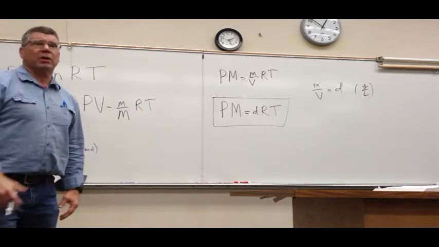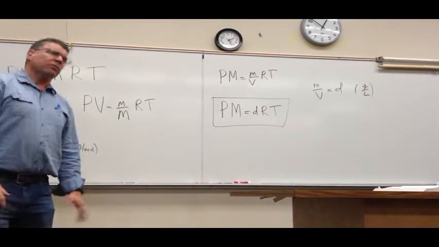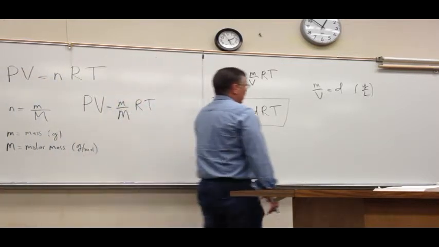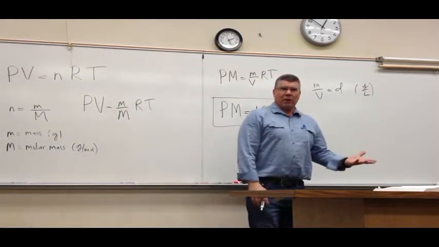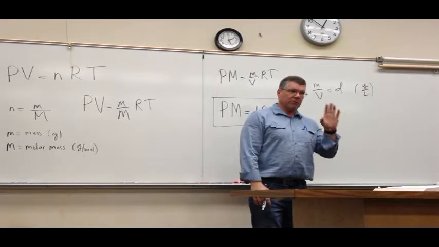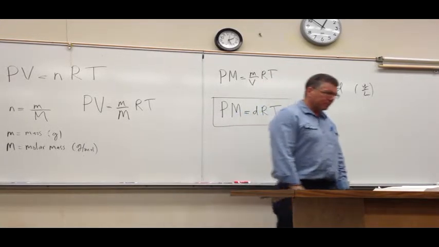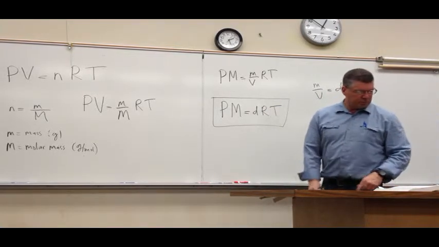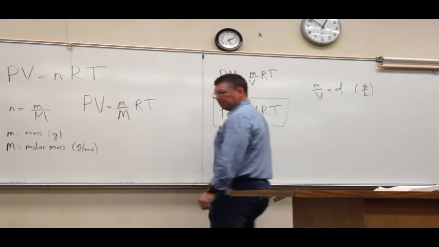So the numbers are going to look kind of strange to you. First of all, gases have pretty low densities. The number of grams in a liter is going to be less than the grams in a milliliter, too. So these numbers are going to look small to you, but don't worry, that's how they work out. So I might as well do an example.